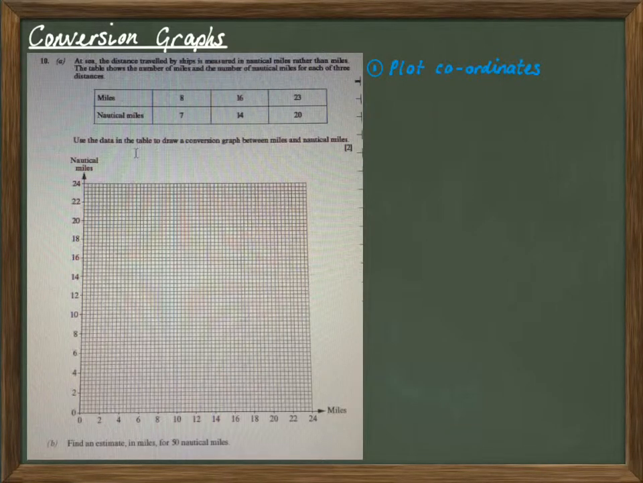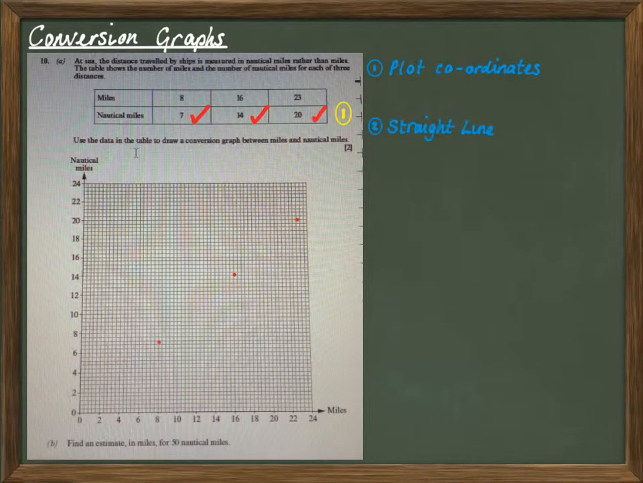So for the first one, I'm going to plot it. They are my 3 points, and I've just ticked them off as I've gone. You should notice they roughly lie in a sort of diagonal line. They shouldn't be dotted all over the place. They should roughly lie in a line. Point 2 then, that's worth 1 mark by the way, just plotting the coordinates correctly.